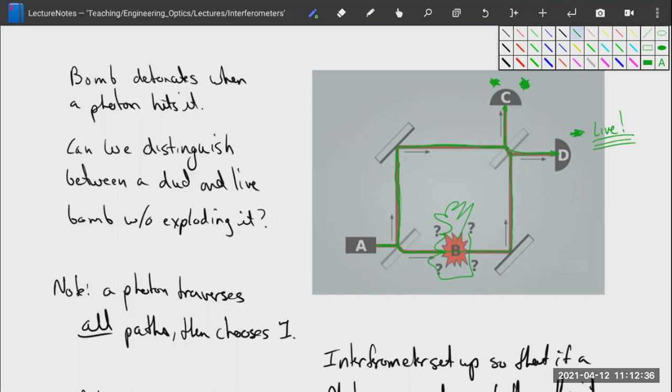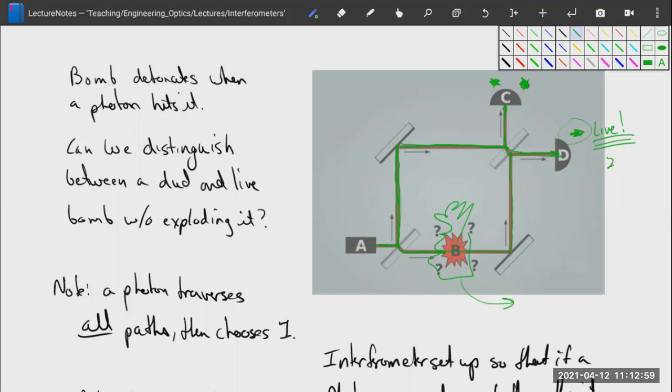So we stop the test. If we get a flash at D, we stop the test because the photon went to the top path and then split here. And that can only happen if the bomb is live, because it can only happen if the bomb could possibly sense the photon and react to it. So we stop the test, we take the bomb out, it didn't explode, and we can reuse it, right?